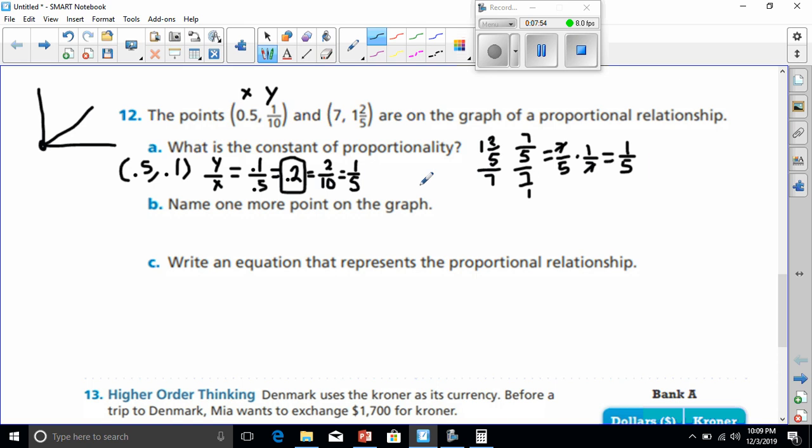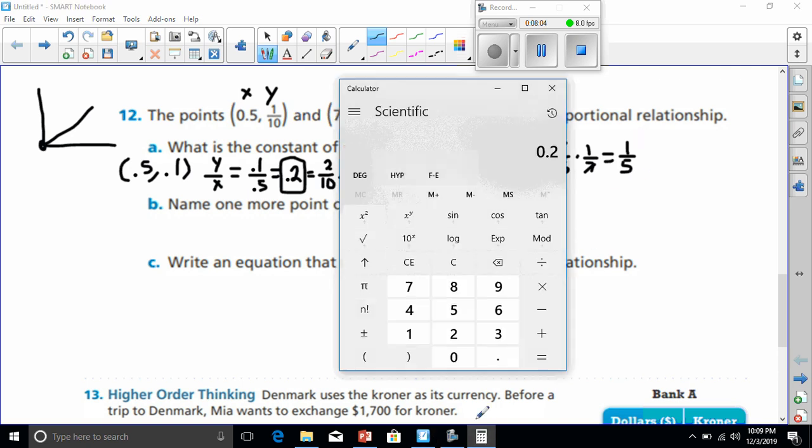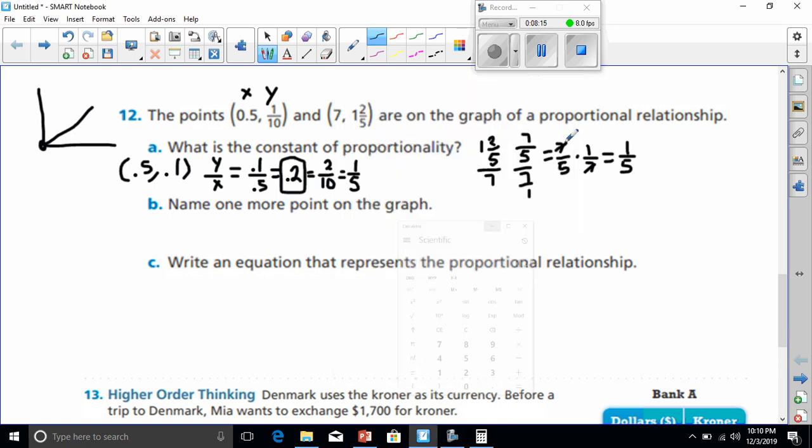You might be thinking, well, that's not 0.2, but remember, 0.2 turns to 2 over 10, which is 1/5. So if I put my calculator to use once again, I would see that I would get 1 divided by 5, and that's going to give me 0.2 again. That means my constant of proportionality is 0.2.